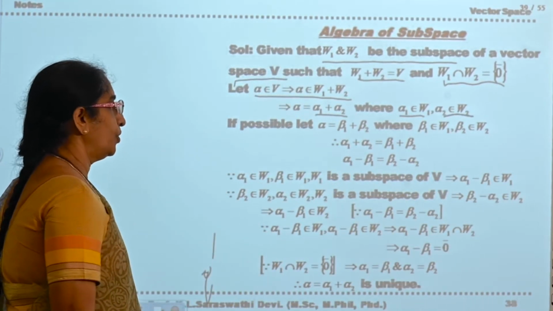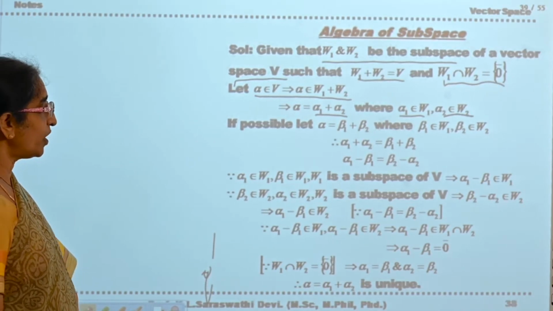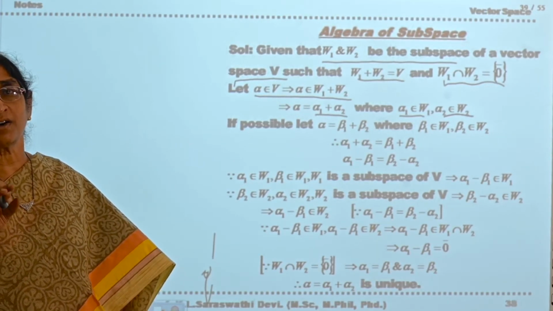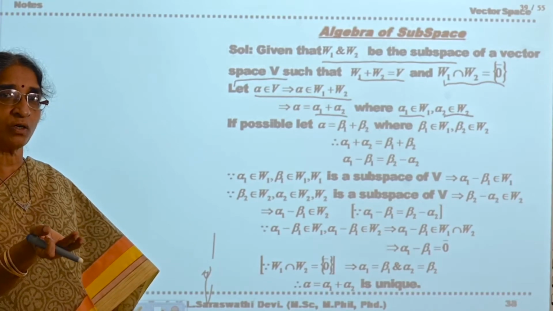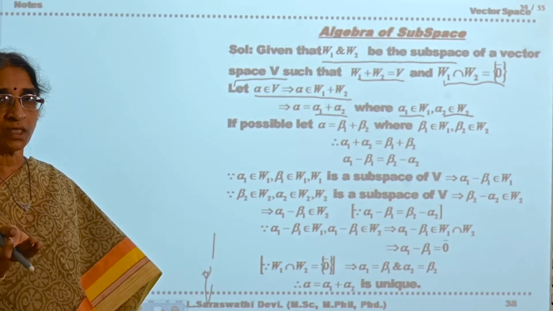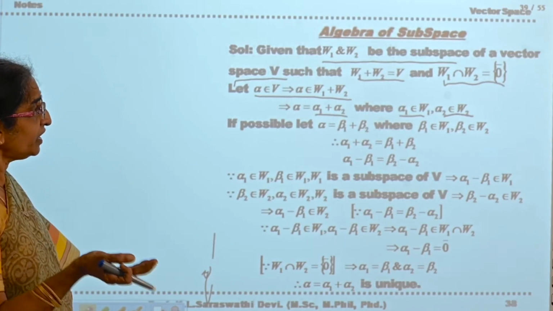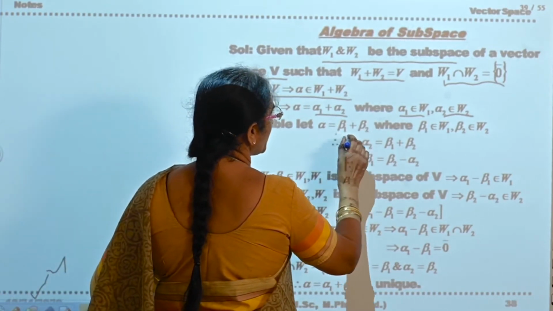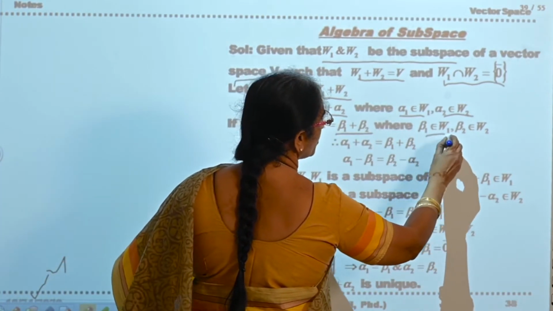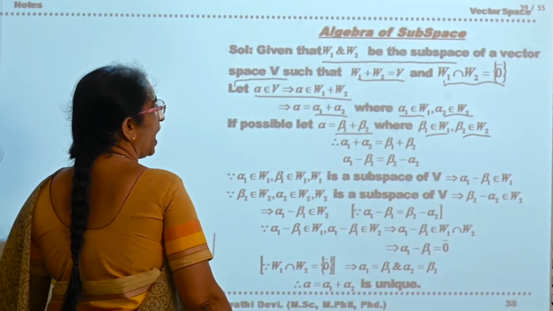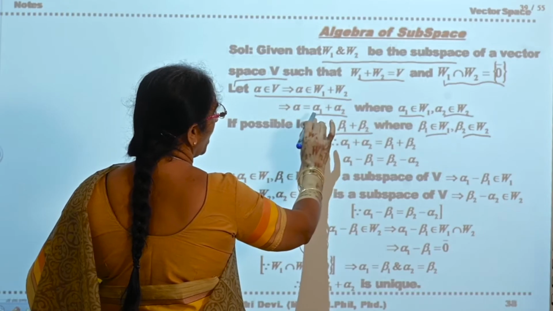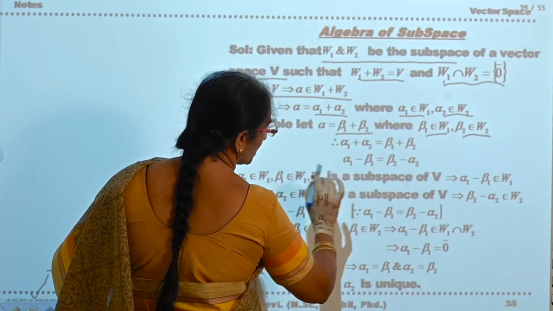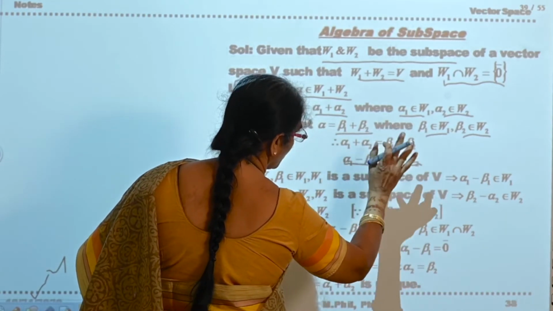Okay, what you have to show is that alpha is uniquely expressed as the sum of two elements alpha 1 and alpha 2, where alpha 1 belongs to W1, alpha 2 belongs to W2. So, for that, if possible, let alpha also be expressed as beta 1 plus beta 2, where beta 1 belongs to W1, beta 2 belongs to W2. So alpha is equal to beta 1 plus beta 2, and alpha is equal to alpha 1 plus alpha 2. These two are equal. Therefore, alpha 1 minus beta 1 is equal to beta 2 minus alpha 2. You got this equality.